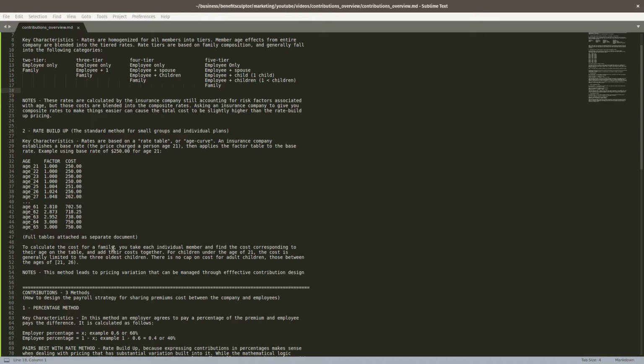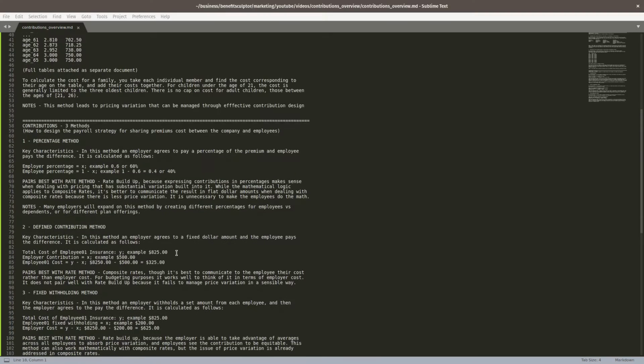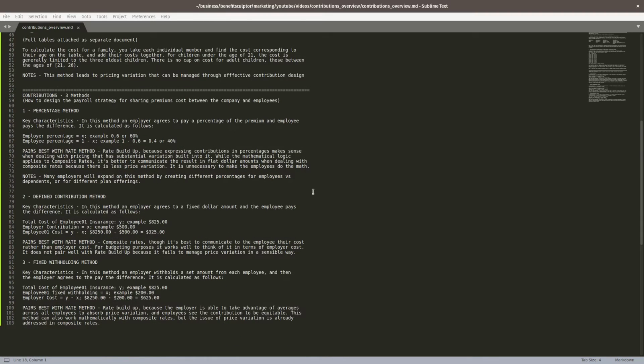And then adult children, though, ages 21 through 26, or up to 26, I should say, as many of those as you have, you're going to pay a separate rate for. So that's how rate buildup works. Now, understanding that is important to get to the question of, well, how many contribution methods there are, because we're going to design contributions around the rates. So we'll get right into it.